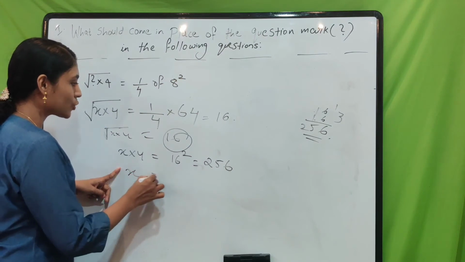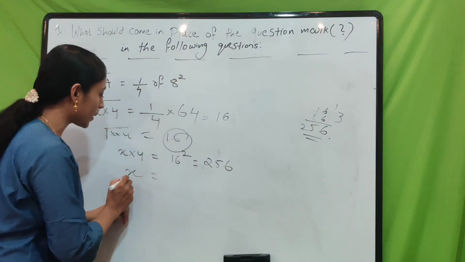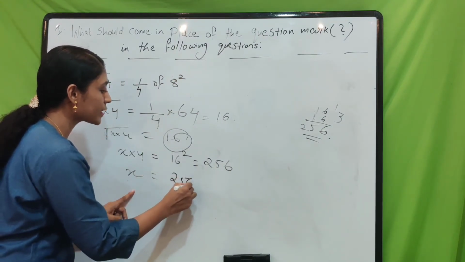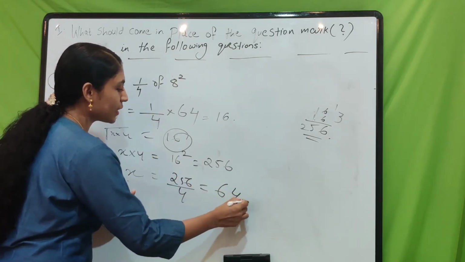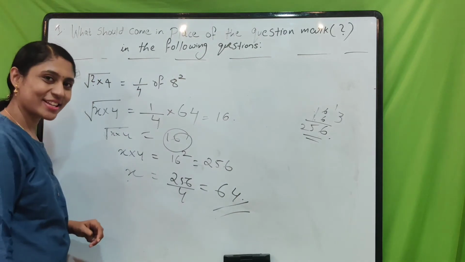Now, x into 4 is 256. From here we will get x as 256 divided by 4. What is the value? 64, right? So the answer is 64.